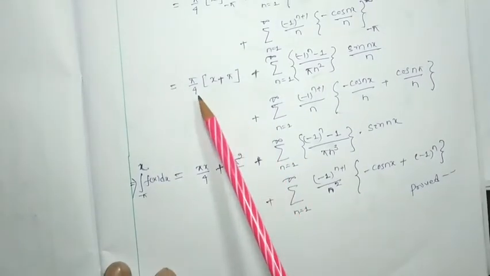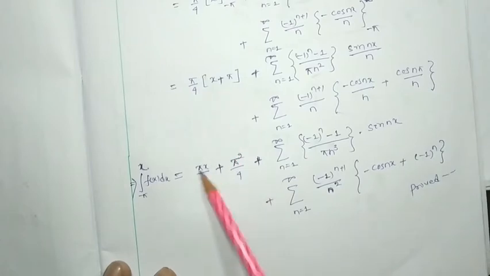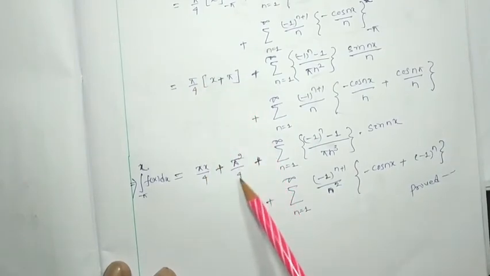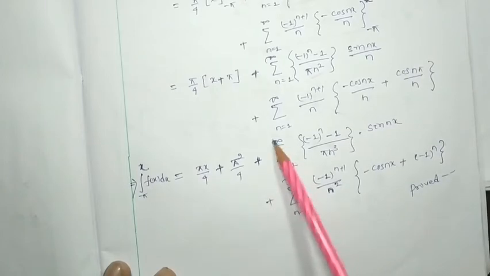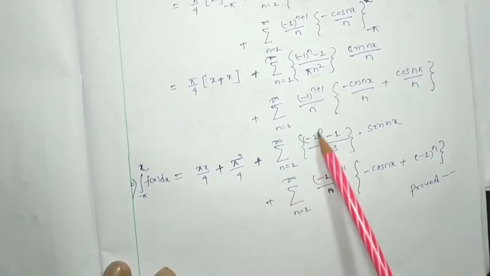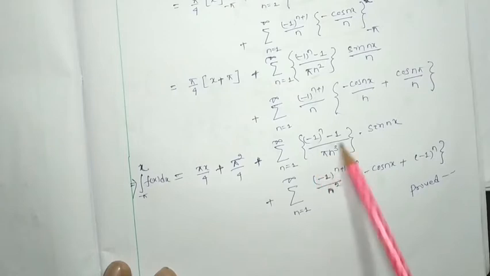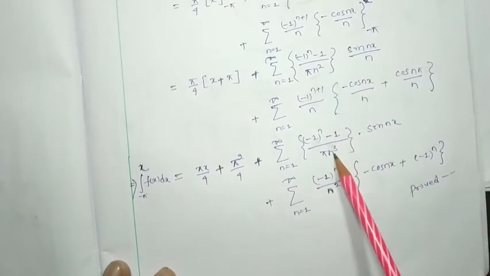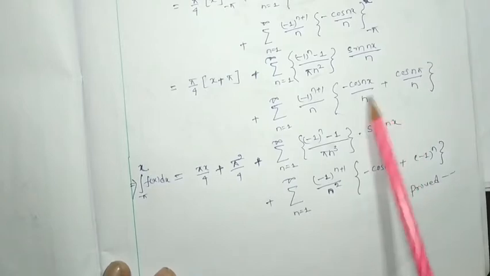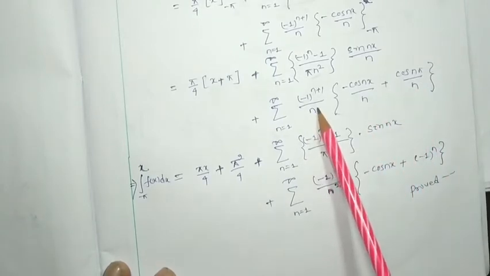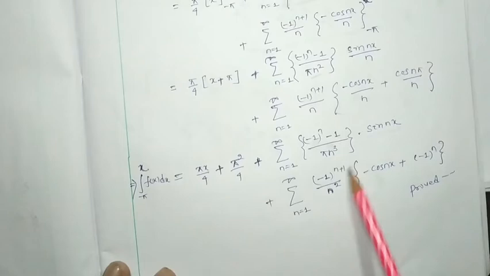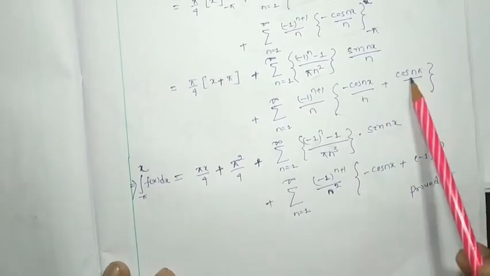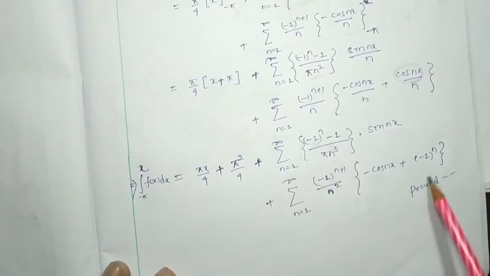will be equal to how much? This will be pi x by 4, then the second term will be pi square by 4, plus summation over n equal to 1 to infinity, (minus 1) to the power n minus 1 whole divided by pi n cube sin nx, here n is there, here n square, n cube. And here n can be taken outside, and it will be n square, (minus 1) to the power n plus 1 by n square, and cos nx minus cos nx plus, here cos n pi is nothing but (minus 1) to the power n.